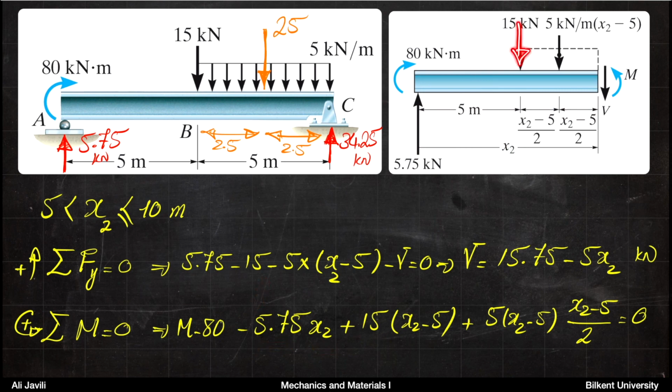The force 15 is multiplied by the distance x2 minus 5, and that gives you a counterclockwise moment, so it comes with a plus. Now the equivalent force, 5 times x2 minus 5, should be multiplied by the distance x2 minus 5 divided by 2, and that would also cause a counterclockwise moment, so that comes with a plus sign, and then again this is also in kilonewton meters.